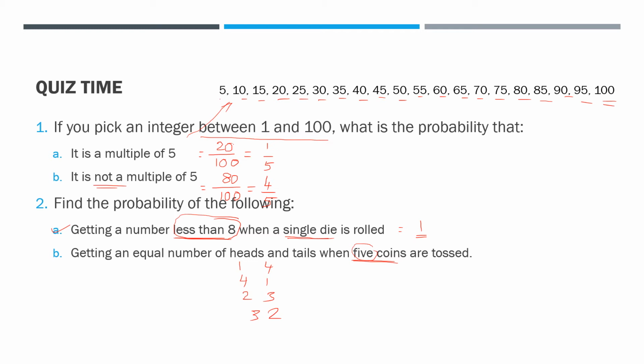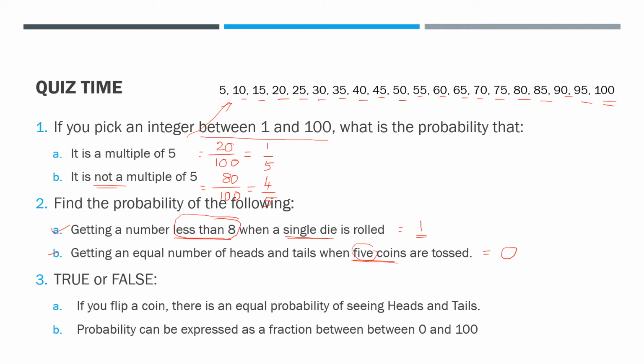Right? So it's just not possible to get an equal number. So such an event is called an impossible event, an impossible event with probability of 0. Okay, so that's the probability of 0. Let's look at the next problem.